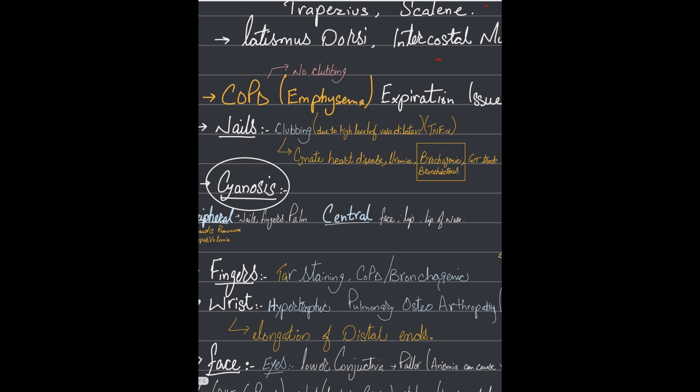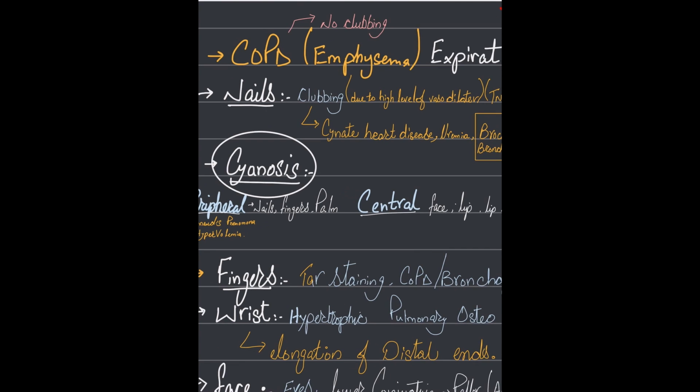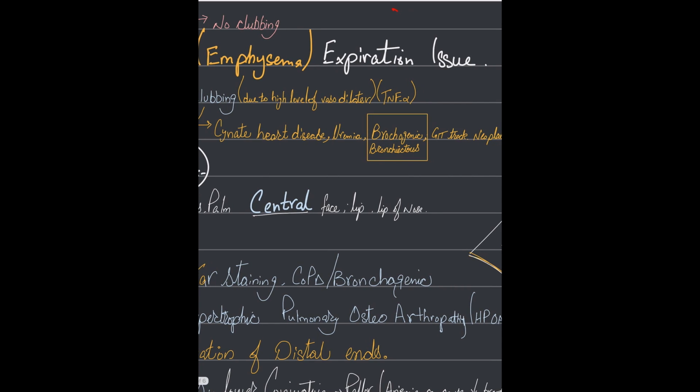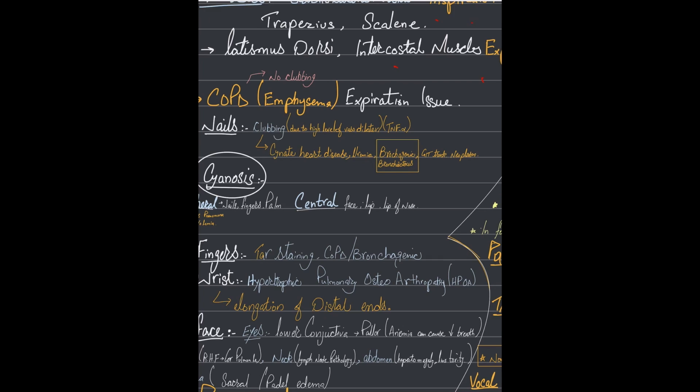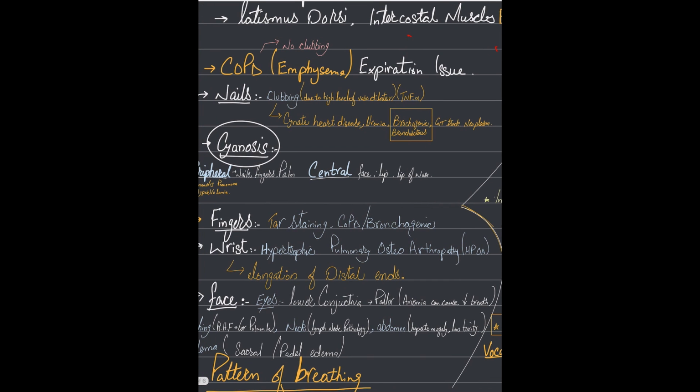And of course, if there is a respiratory issue, you're going to see cyanosis. Peripheral cyanosis, where you're going to see it in the nails, fingers, and plum. Mostly you can see it in Raynaud's, pneumonia, and hypovolemia. And central cyanosis, where you're going to see it in the face, lips, and tip of the nose.